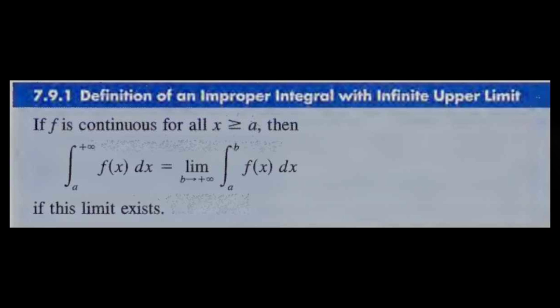So from the given problem, the integral from 5 to infinity of dx over the square root of x minus 1, we now use definition 1: the limit as b approaches infinity of the integral from 5 to the upper limit b of dx over the square root of x minus 1. Now this allows us to treat it as a definite integral with a variable upper limit.